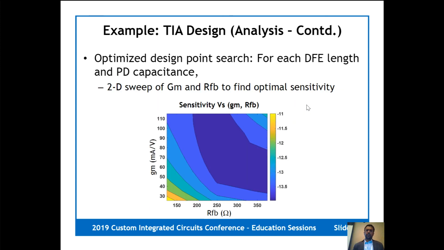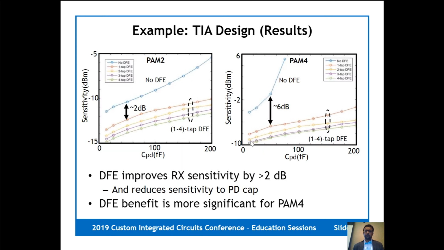And then you can do this exercise for different choices of these receiver parameters, and get plots like this that allow you to identify, for a given DFE scenario and PD capacitance, what's my optimum value of GM and R feedback of my TIA. And eventually summarize your results in plots like this that show the dependence of sensitivity, which is our final parameter of interest, as a function of, let's say, PD capacitance and different equalization scenarios, to figure out, okay, how much benefit am I getting for the power and area and design complexity of a DFE.